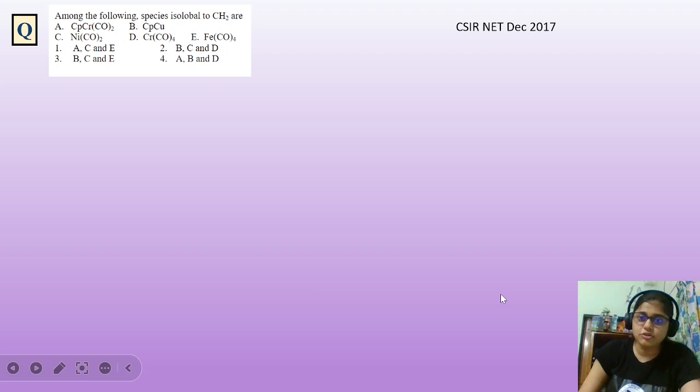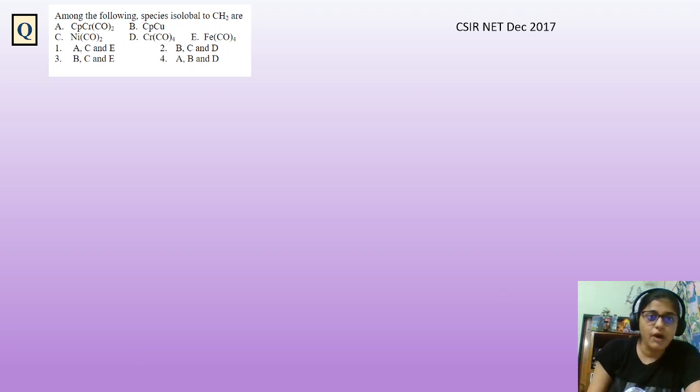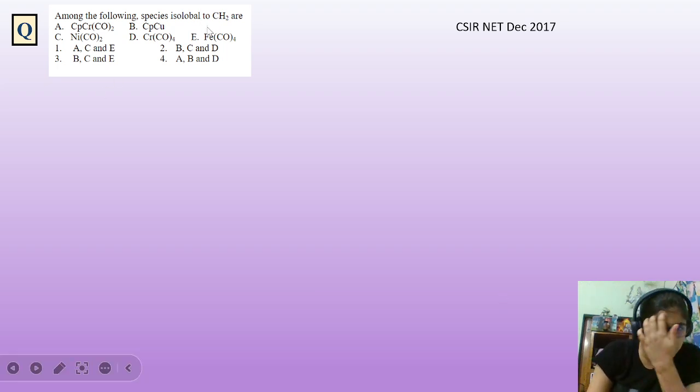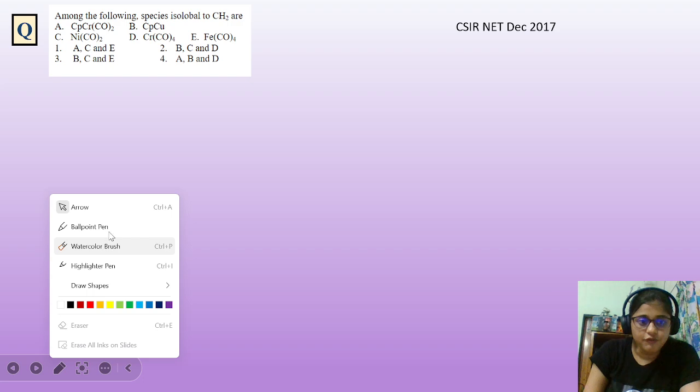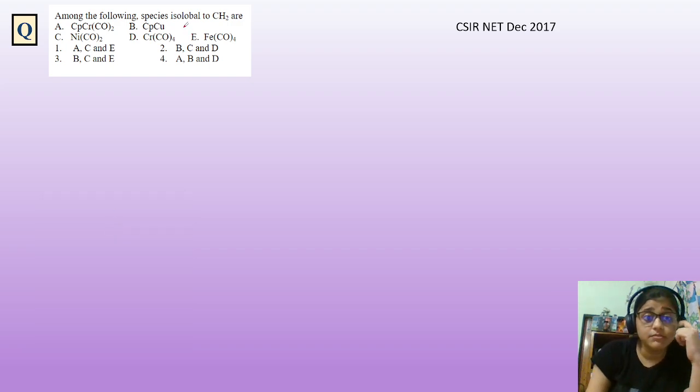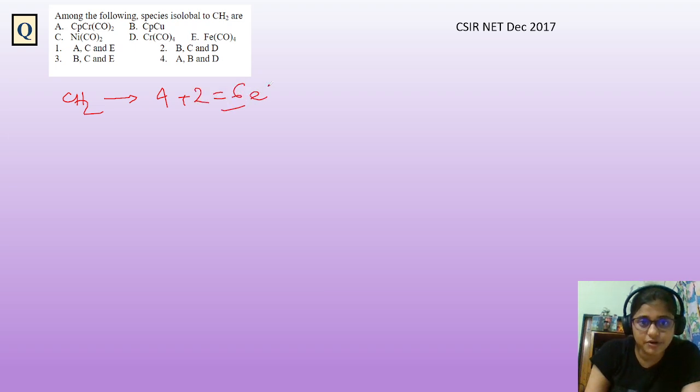Okay. This is also a CSIR-NET question. Among the following species, isolobal to CH2 are. Okay, so here more than one option is correct. So we first have to find out the total electron count for CH2. We have done it many times. 4 plus 2, that means it is 6 electron, right?